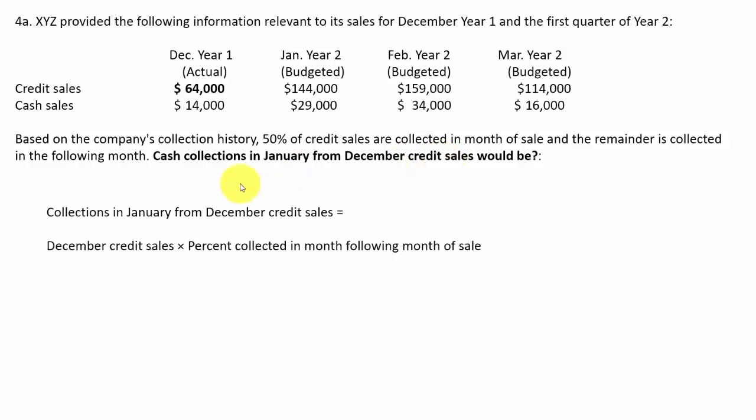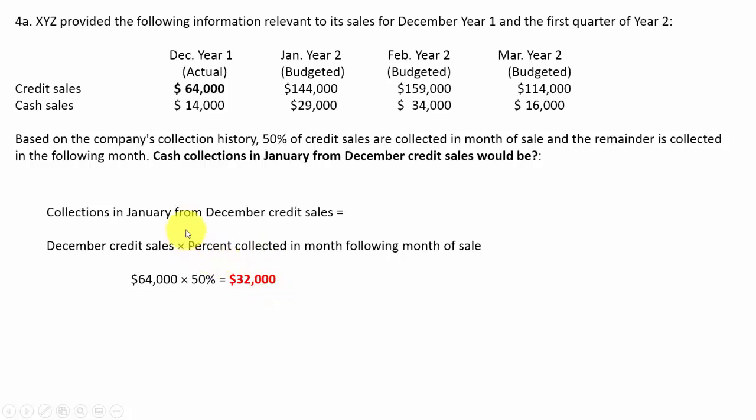It will be the December credit sales times the percentage collected in the month following sale, which would be 50%. So that would be $64,000 of credit sales. Remember, half those are collected in the month of sale, which is December, and the other half of those are collected in January. So that'll be $32,000. And that's all they wanted.